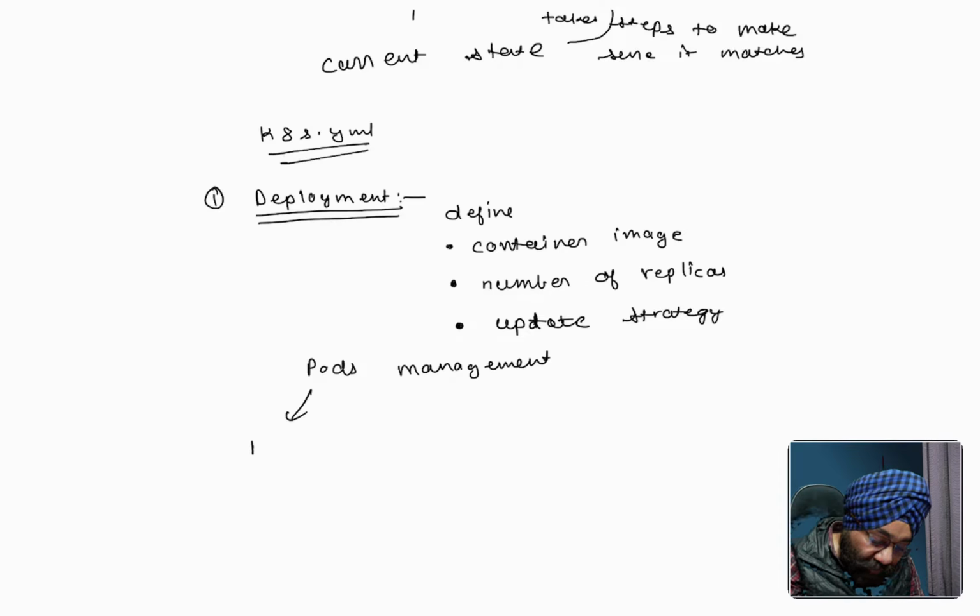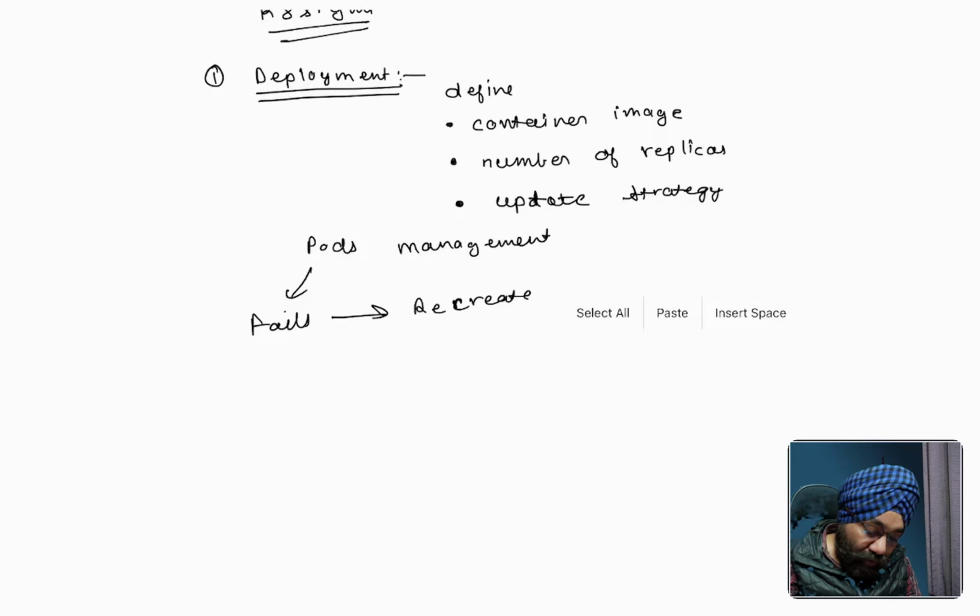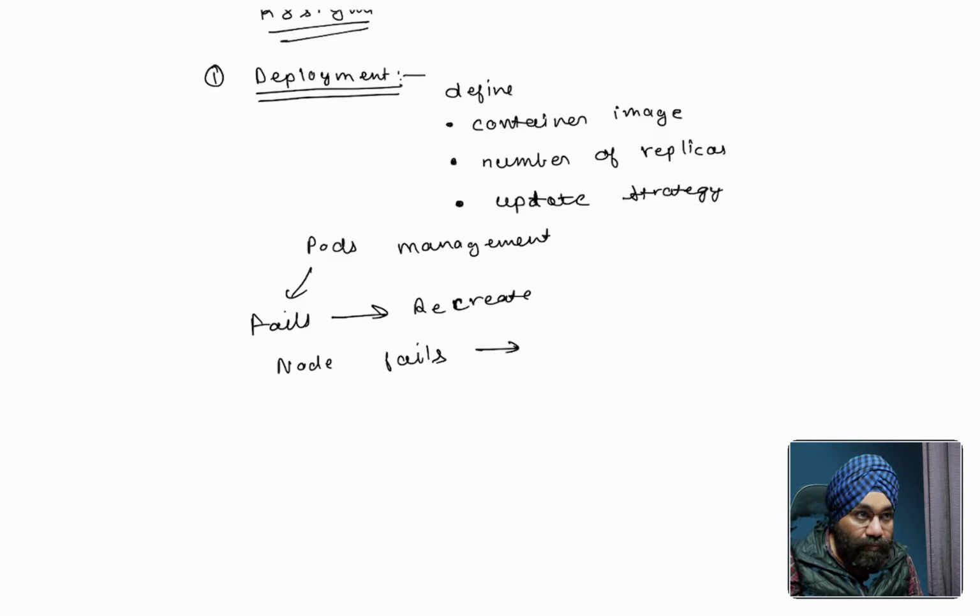If a pod fails, it is recreated. First, Kubernetes checks what is the current state. The pod has failed, so it will recreate. Why will it recreate? Because the desired state expects one pod to be present, or two pods, or five pods to be present. It will create that many pods if any pod fails. If a node fails, the pod will be rescheduled.